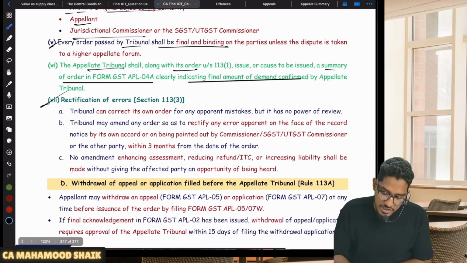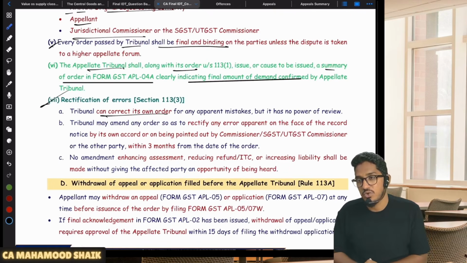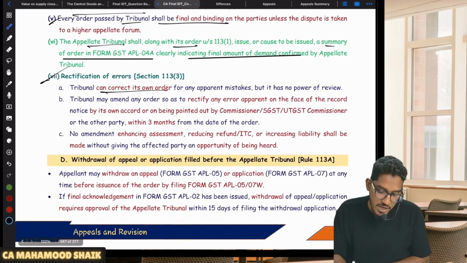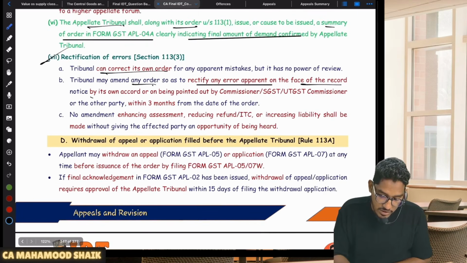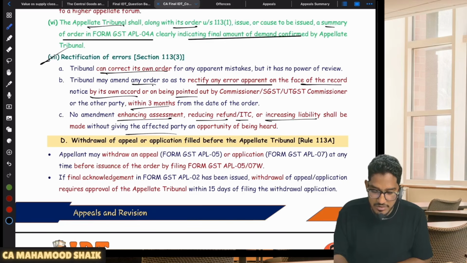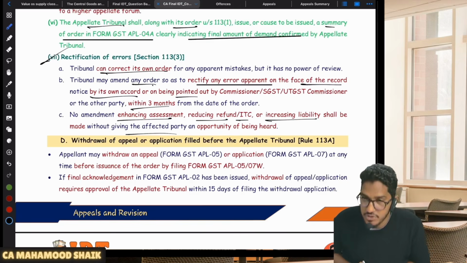Then rectification of errors, some extra points. The tribunal can correct its own order for any apparent mistakes, but it has no power of review. It can't review its decision, but if any mistakes are apparent on the face of the record, it can rectify them. The tribunal may amend any order to rectify any error apparent on the face of the record, either on its own accord or if pointed out by the commissioner within 3 months from the date of the order. No amendment enhancing assessment, reducing refund or ITC, or increasing liability shall be made without giving an opportunity of being heard. If you want to increase interest or penalty by way of correcting mistakes, there also you have to give an opportunity of being heard.